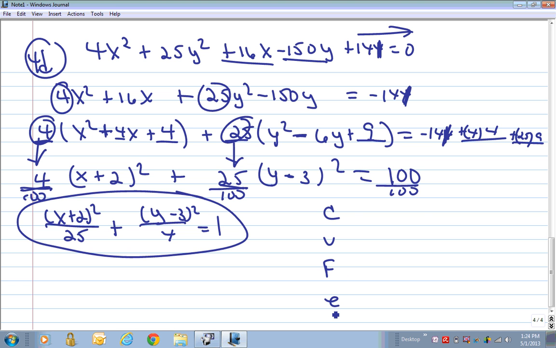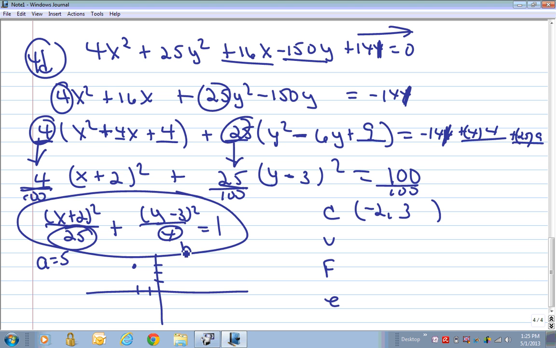We're going to go ahead and graph. Our center is pretty easy. Our center would be at negative 2, 3. So at negative 2, 3. That right there. Our vertices, or our bigger number this time, is with x, and our a, so that's our a value, and a would be 5, and this time b would be 2.